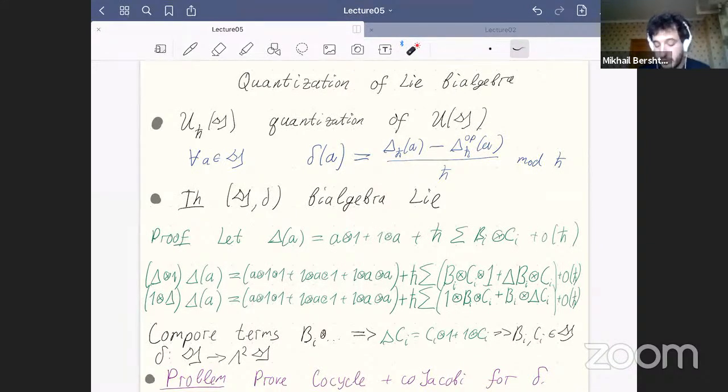Okay, so now assume that indeed our coproduct is not co-commutative. Then we can take the difference delta minus delta opposite and divide by h. Since it is a deformation of the coproduct of G which was co-commutative, delta minus delta opposite has 0 in the first order in h, so we can divide and then take mod h. So this delta of A is an element of the tensor square U of G times U of G. And let me state the theorem that this delta, G delta, is actually a Lie bialgebra.